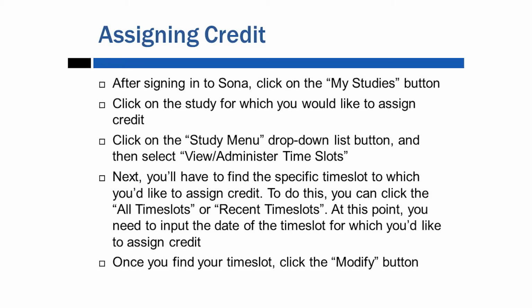Then you can take one specific time slot to assign that credit, or recent time slots if you merely care to glance over all of the time slots within a time period to see how many credits must be assigned. When you identify the time slots you wish to assign, click the Modify button. And so now we'll talk about how to assign credits.